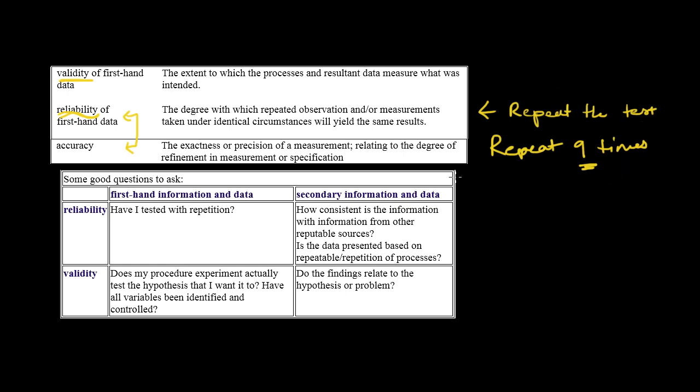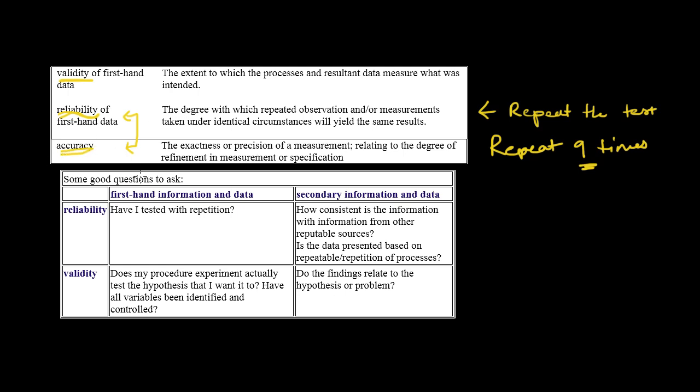It's something you need to remember, really, that reliability is based off how many times you repeat the test and get the same results. So it's just showing that the results you have in the first place are reliable and they're not because of some other circumstance. Adding on, we've got accuracy.